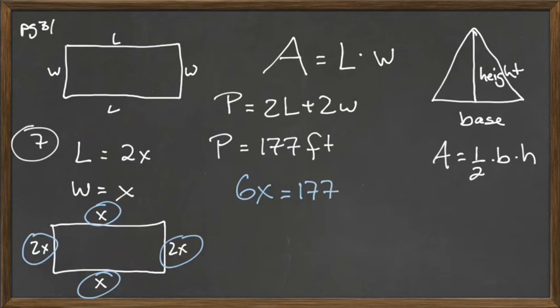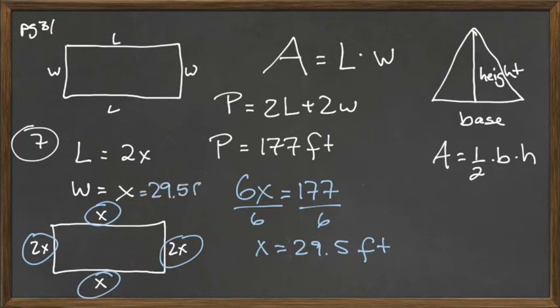177. Now we definitely need a calculator. 177 divided by 6 is 29.5 feet. So that is the width, that's how long it is wide. How long is it? 59 feet. 2 times 29.5 is 59.